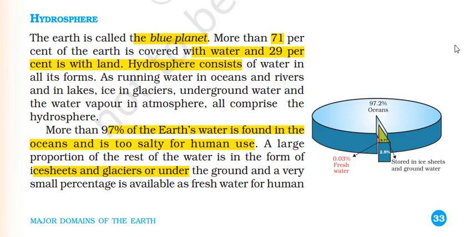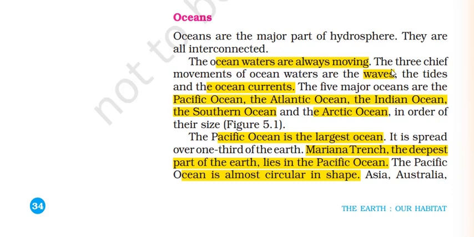Now this water, more than 97% of the earth's water is salty, which we cannot use, and a large proportion of the rest of the water, which is 3%, is in the form of ice sheets and glaciers or under the ground. So a very small percentage of water is available for human consumption. So despite the fact that we are a blue planet, when we are talking about hydrosphere, it is necessary that we talk about oceans.